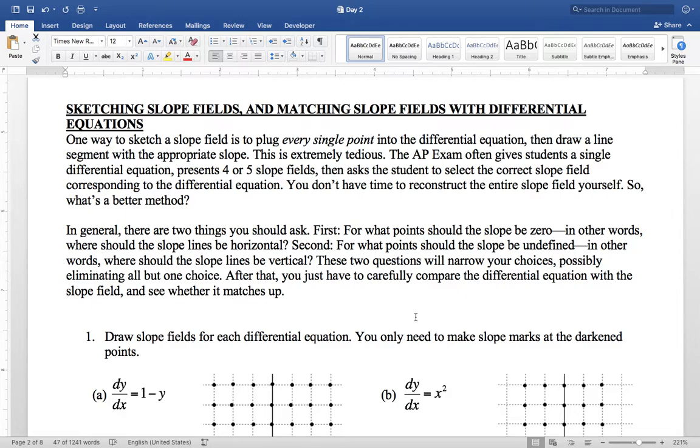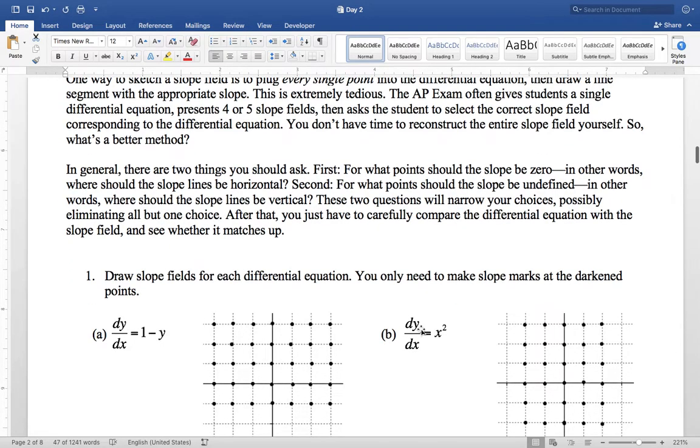Okay, so let's actually get to some of the problems. Sketching slope fields and matching slope fields with differential equations. One way to sketch a slope field is to plug every single point into the differential equation, then draw a line segment with the appropriate slope. This is extremely tedious. The AP exam often gives students a single differential equation, presents 4 or 5 slope fields, then asks the student to select the correct slope field corresponding to the differential equation. So you don't have time to reconstruct the entire slope field for yourself. So what's a better method?